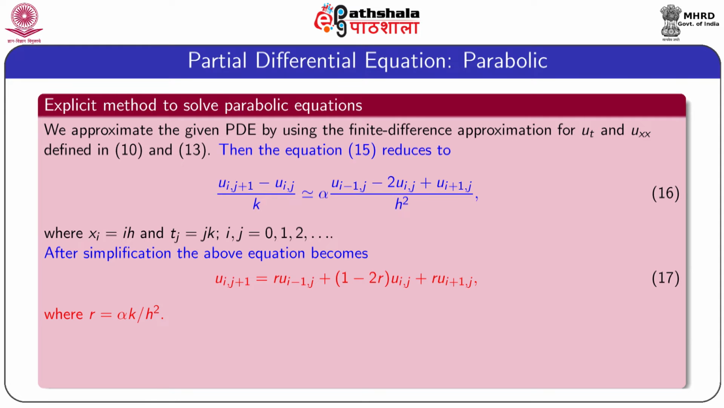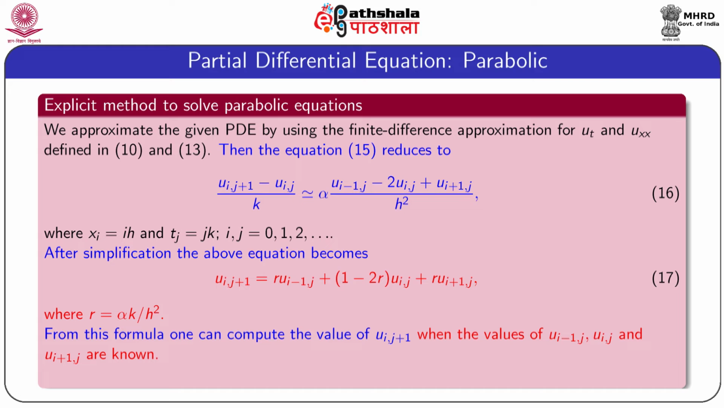So for this formula, one can compute the value of u at the mesh point (i, j+1) when the values of u(i-1, j), u(i, j) and u(i+1, j) are known. These three values are present in the right hand side of equation 17. So if these values are known, then we can calculate the value of u(i, j+1) from equation 17. So for this reason, this method is an explicit method.